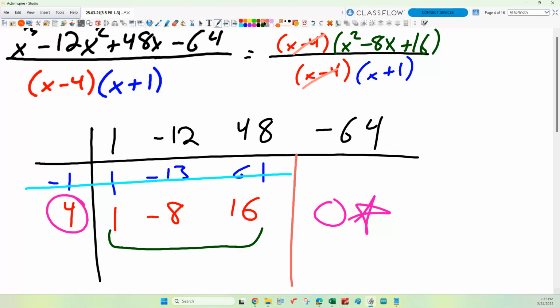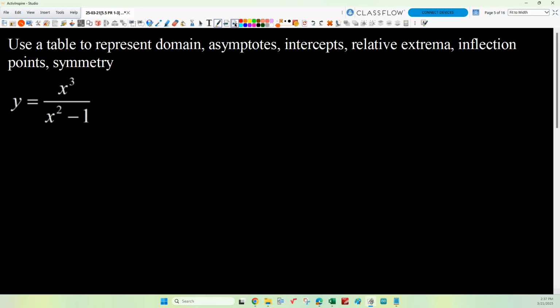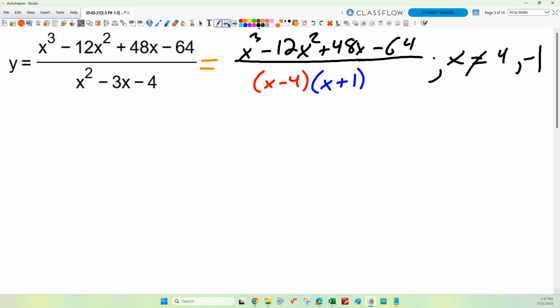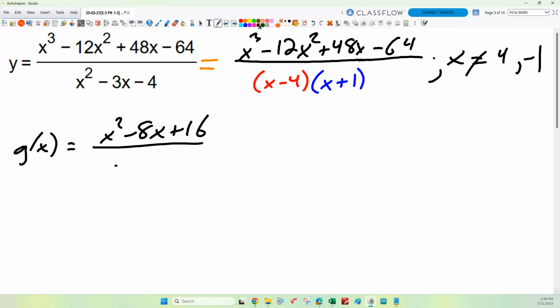Okay. But the great thing here is, look, we can trade this function now for this guy. That's a lot easier. So we go back here, and we can say, okay, we'll call this a new function. G of x equals x squared minus 8x plus 16 over x plus 1. And that's the one we can differentiate, the simplified version.